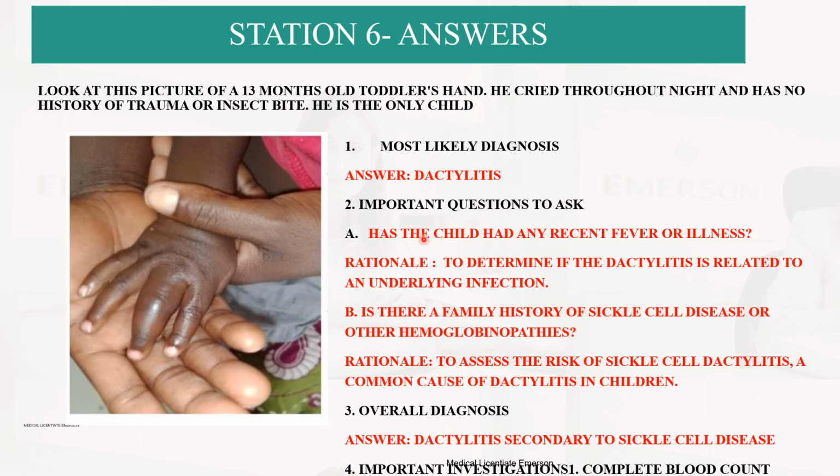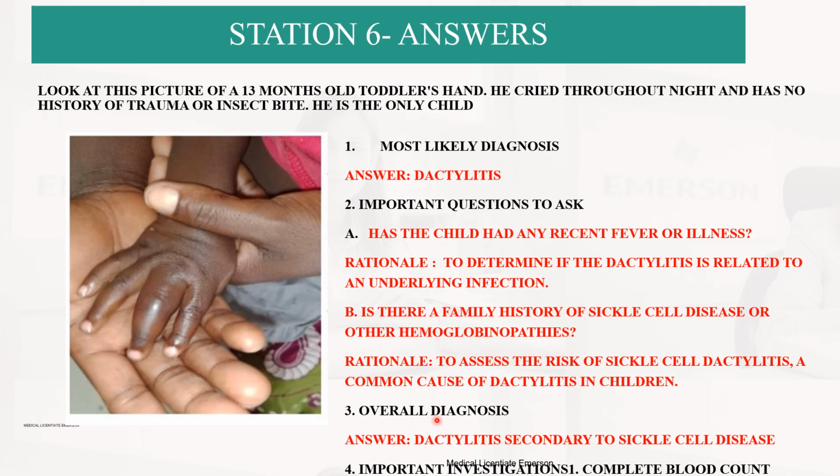We are going to ask if the child had any recent fever or illnesses. Why? Because we want to determine if the dactylitis is related to an underlying infection. Second question is if there is a family history of sickle cell disease or other hemoglobinopathies, because we want to assess the risk of sickle cell dactylitis, which is a common cause of dactylitis in children.